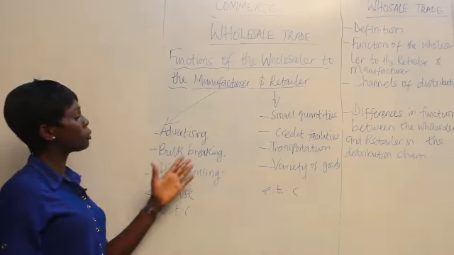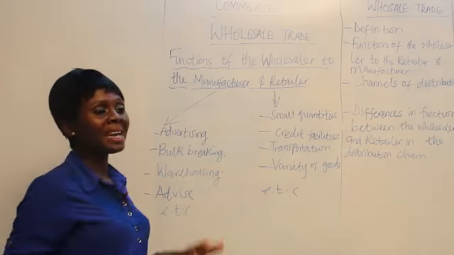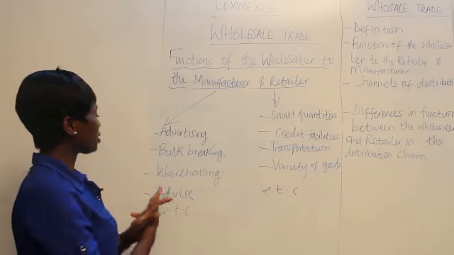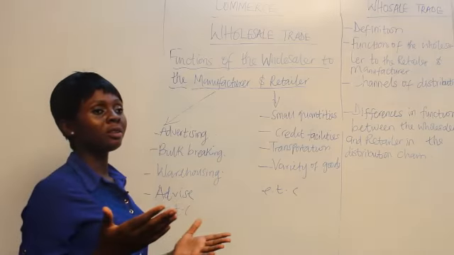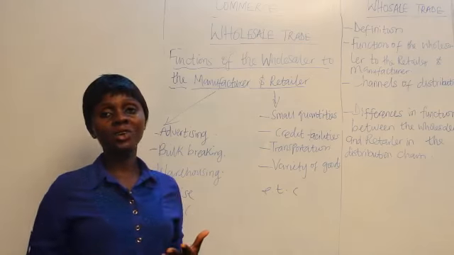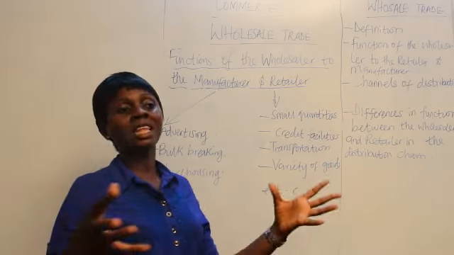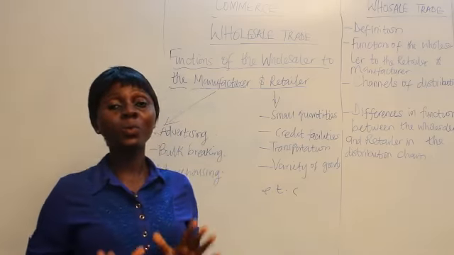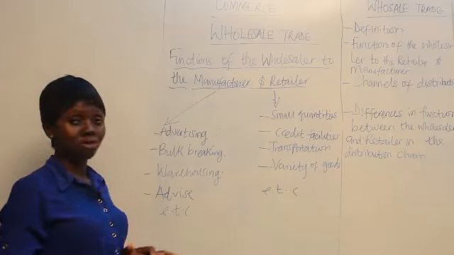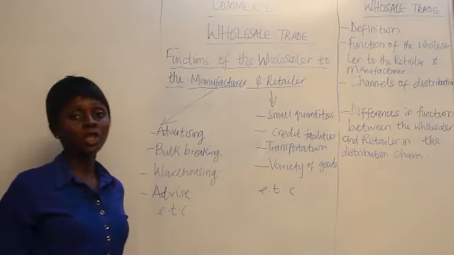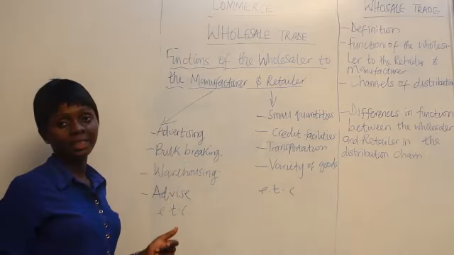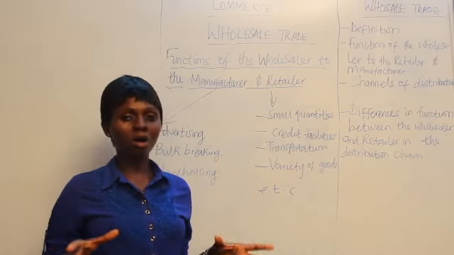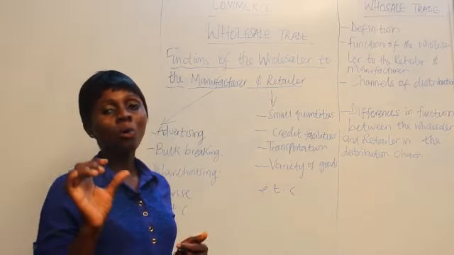The second one is warehousing. When they buy goods in large quantities from the manufacturer, they store them in their warehouse and keep them until the goods are needed for use. The other function they perform is bulk breaking. Like I said earlier, the wholesaler buys goods in bulk from the manufacturer and sells in small quantities to the retailer.